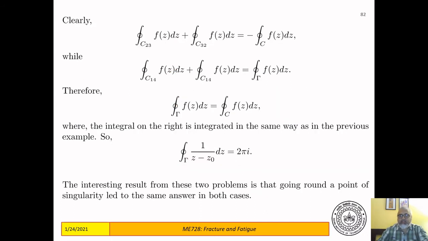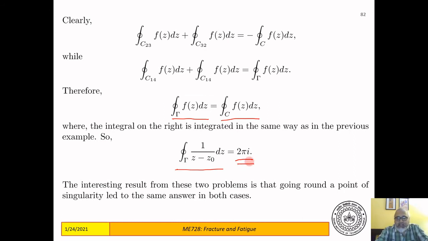So this gives you a circle. So the integral of f(z) over gamma has to be equal to the integral of f(z) over the circle, and I know that the integral of f(z) over the circle is 2 pi I. So the integral of f(z) over gamma has to be equal to 2 pi I.